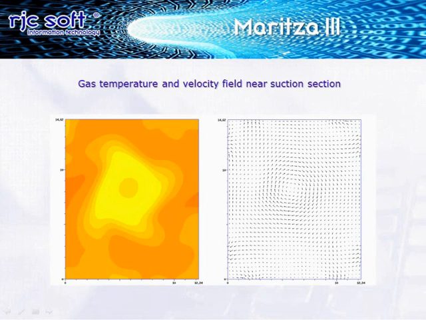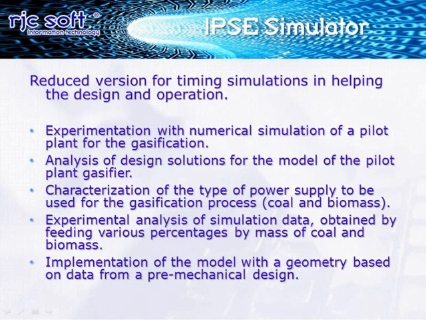A recent development of the code is the IPSE simulator version. The IPSE simulator is a reduced version for real-time simulation, helping the design and operation. Actually it is experimentation with numerical simulation of a pilot plant for gasification and can be used for analysis of design solutions for the model of the pilot plant gasifier, characterization of the type of power supply to be used for the gasification process, coal and biomass, and experimental analysis of simulation data obtained by feeding various percentages by mass of coal and biomass. The present implementation is for a model with a geometry based on data for a pre-mechanical design.